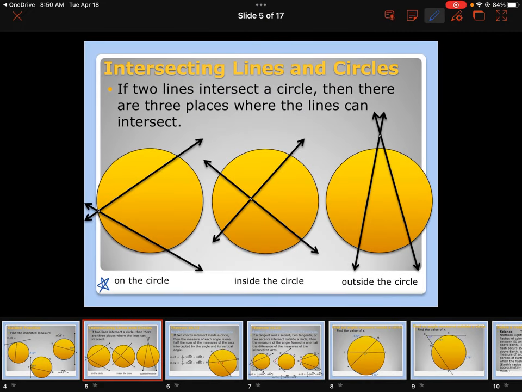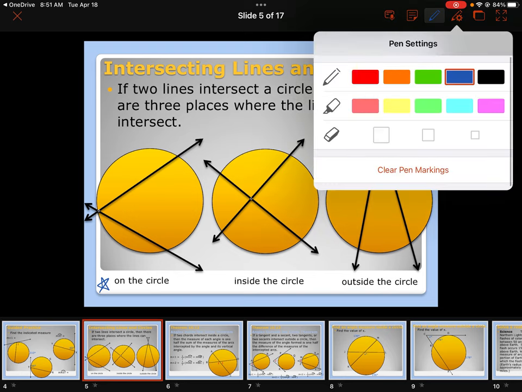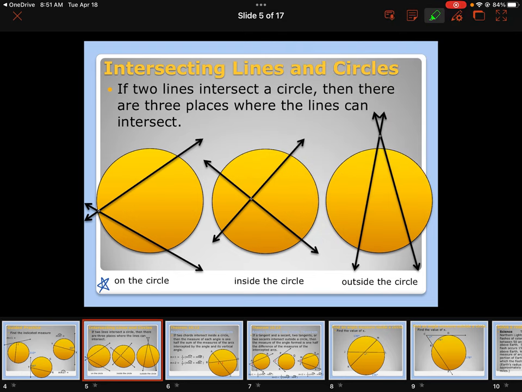This is the second video for section 10.5. We're going to look at intersecting lines and circles. If two lines intersect a circle, then there are three places where the lines can intersect. Here's the first place. They could intersect on the circle, where that green dot is. They could intersect inside the circle, or they could intersect outside the circle.